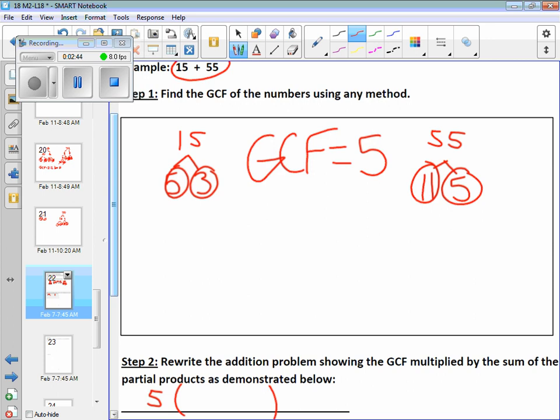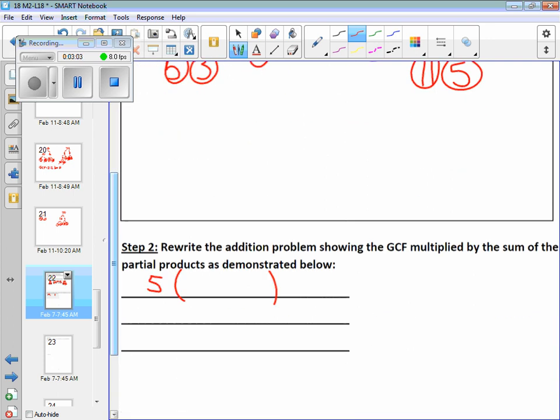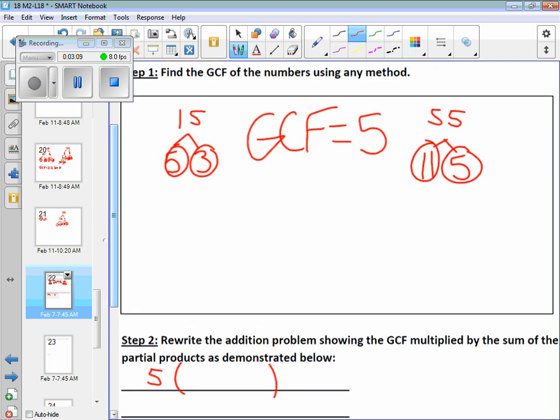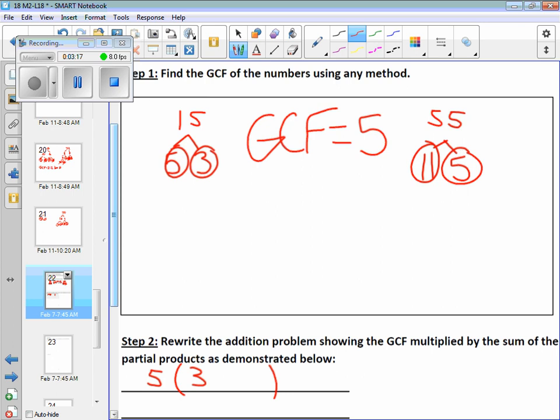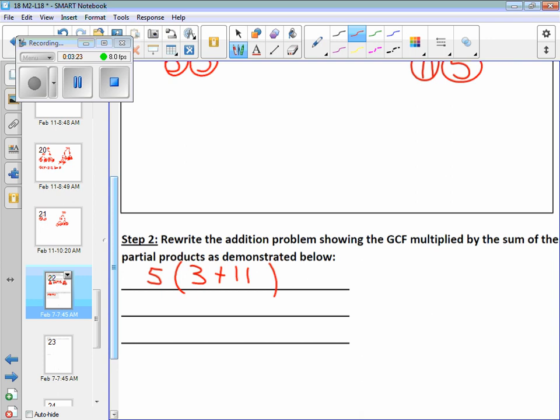Brandon, what do you think? Why do you say 3 and 11? How many think 3 and 11? How many are not sure? Okay. Let's see if he's right. We have factored out the 5. Ready? 5 times what makes 15? 5 times what makes 55? Brandon is correct.